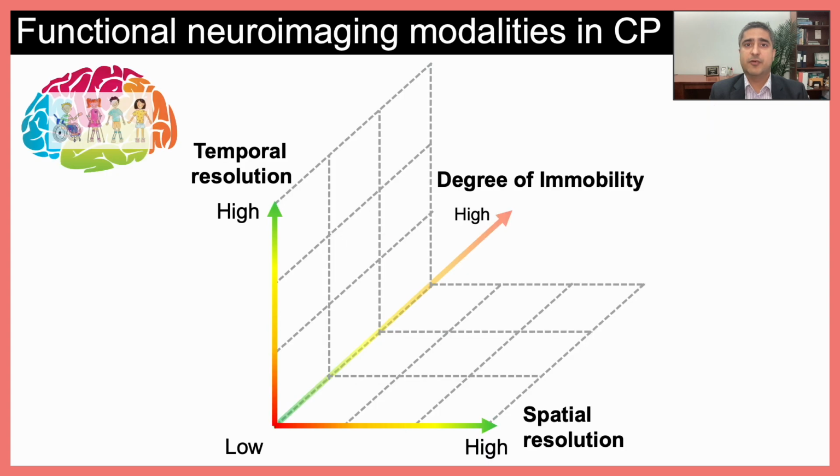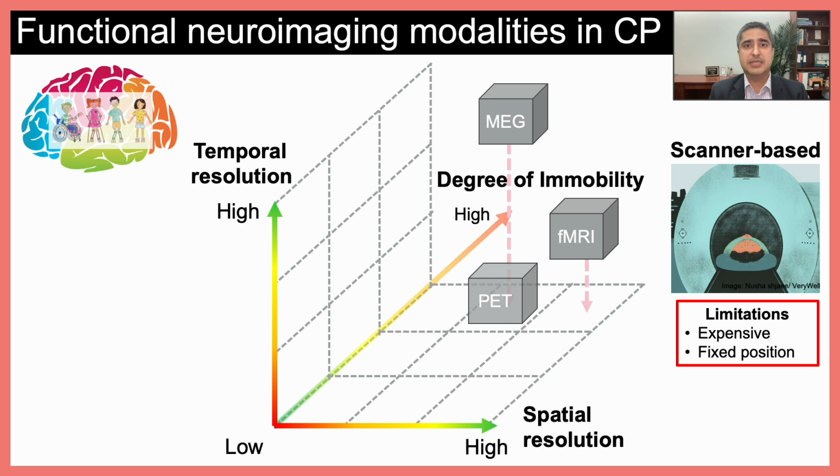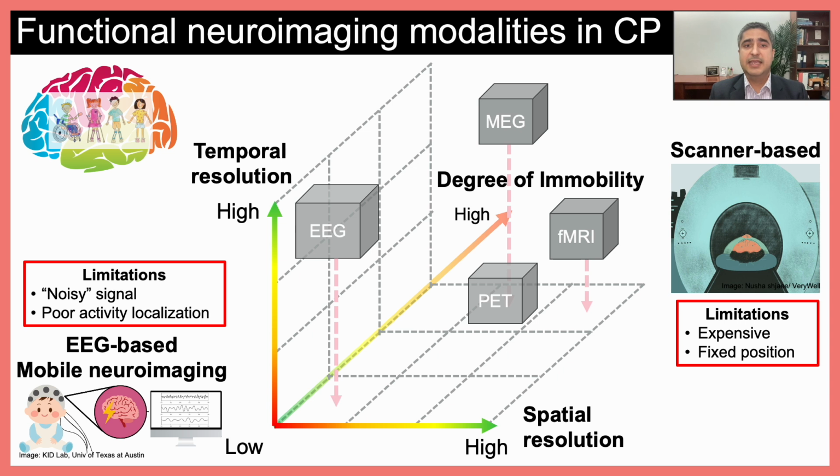Functional neuroimaging involves trade-offs between temporal resolution, the time scale of brain activity, spatial resolution, the localization of brain activity, and the amount of movement that is allowed. Conventional scanner-based tools like functional MRI, magnetoencephalography, and PET scans offer high resolutions but are expensive and require fixed positioning. Conversely, EEG allows freedom of movement and provides high time resolution but is a noisier and less localized signal.